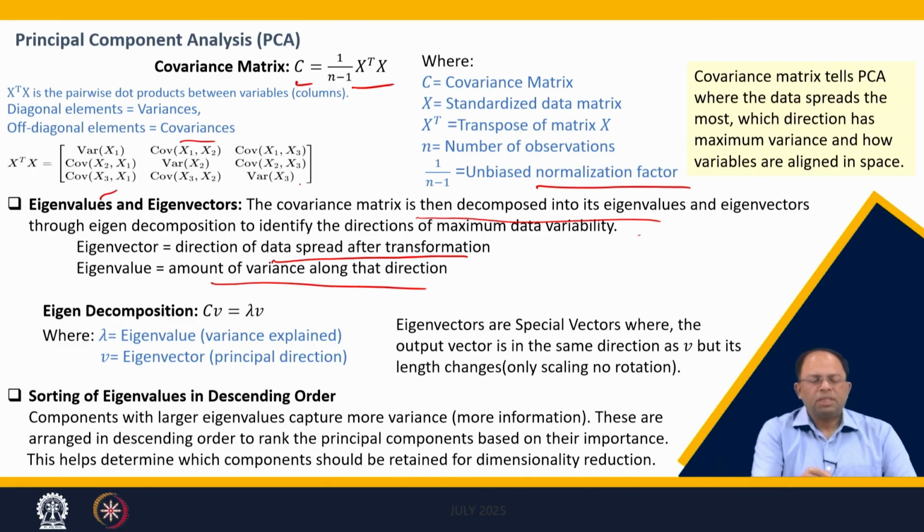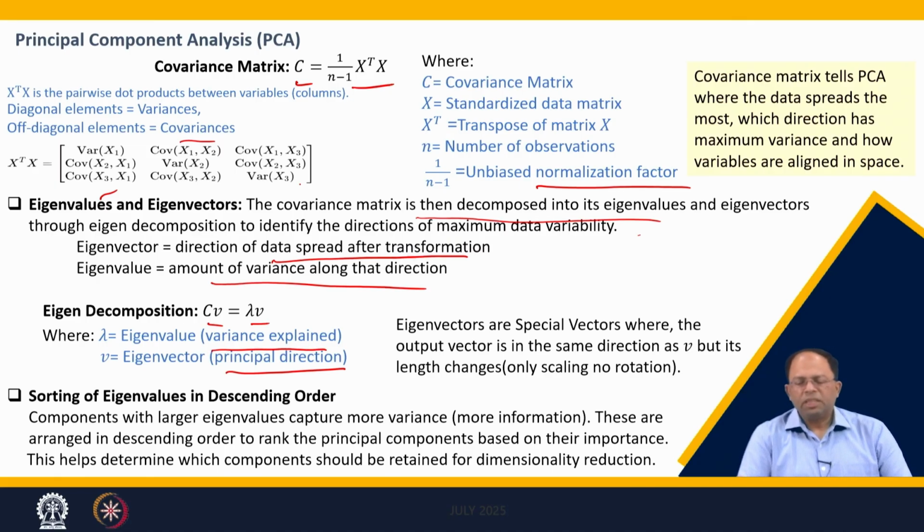Now eigen decomposition is given by C v equal to lambda v, where lambda is the eigenvalue and v is the eigenvector. So this is the principal direction, and this is the amount of variance that is being explained. Now eigenvectors are special vectors where the output vector is in the same direction as v, but its length changes only by scale. So we are doing only scaling, there is no rotation here, right?